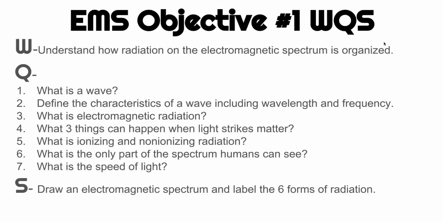The S has been the summary. We're going to change that a little bit. The S from now on is going to stand for support, and this is where you're going to find your action item. So instead of doing an action item and a summary, we are going to simply do the action item. So your support today, or action item, is to draw an electromagnetic spectrum and label the 6 forms of radiation.